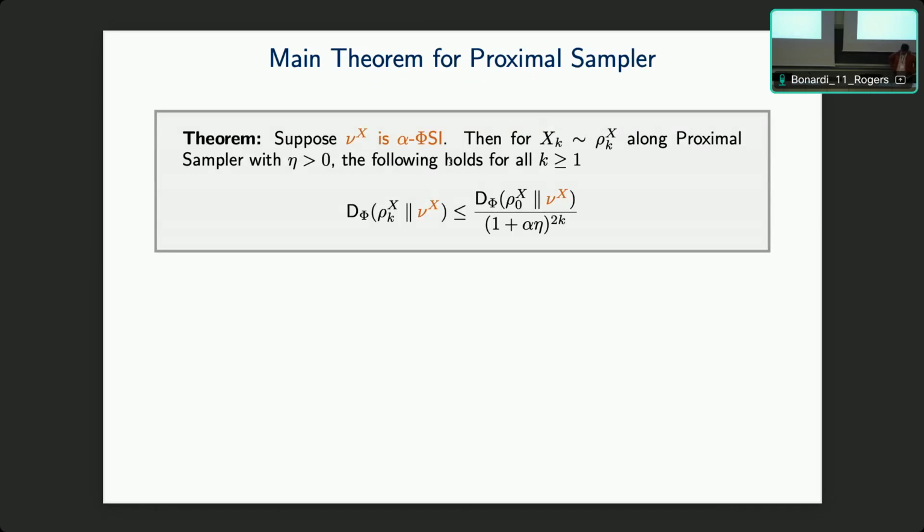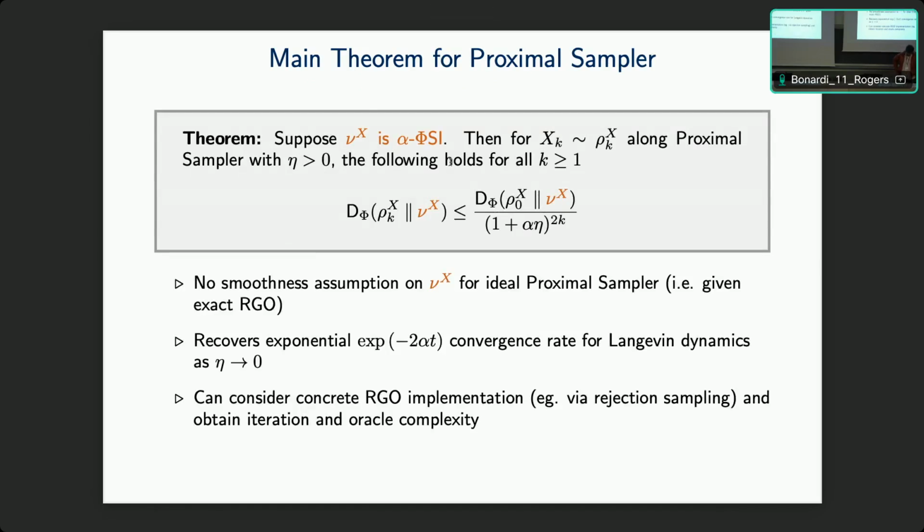Our main theorem for the proximal sampler states that under a Phi-Sobolev inequality assumption on the target distribution, we have exponential convergence of Phi-Divergence to the target distribution. And there is no smoothness assumption here, as it's for the ideal proximal sampler, i.e. the proximal sampler given access to an exact RGO. I will say that in many RGO implementations, you do need to assume some smoothness on nu x. And it does recover the exponential convergence rate for Langevin in the limit. And once again, you can consider RGO implementations and obtain concrete iteration and complexity bounds.